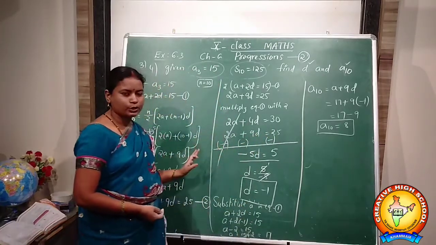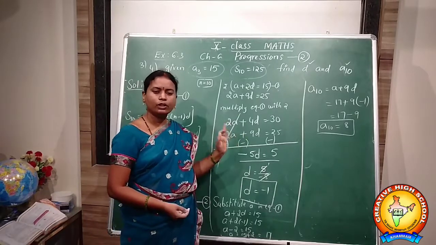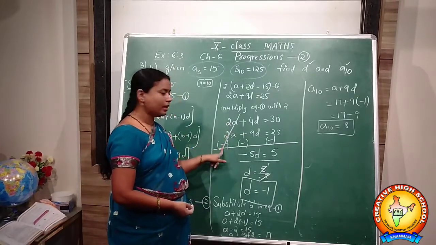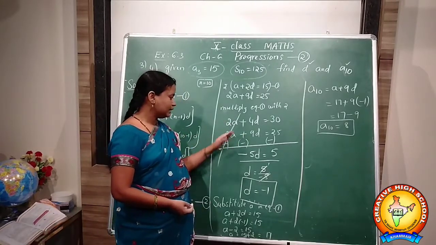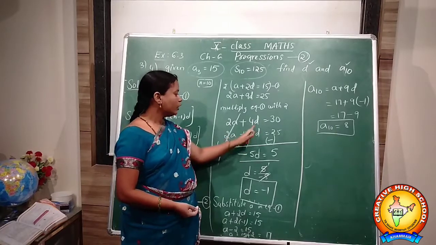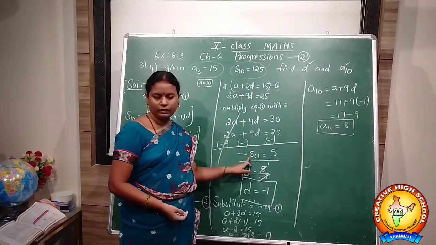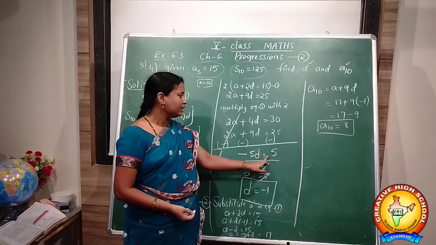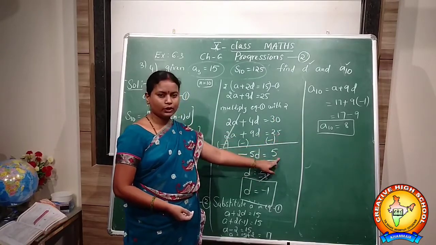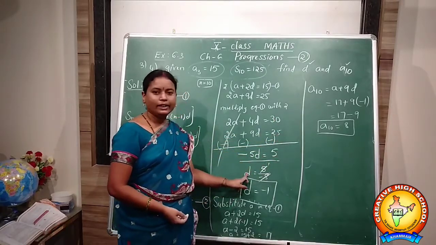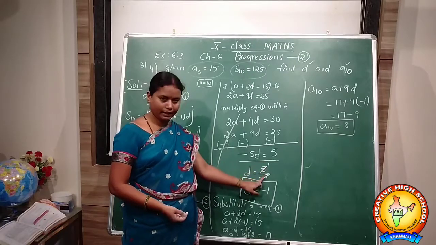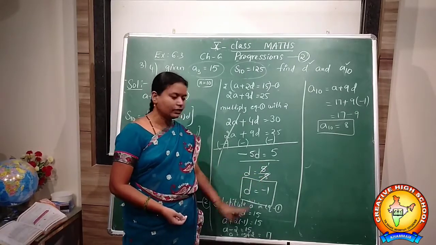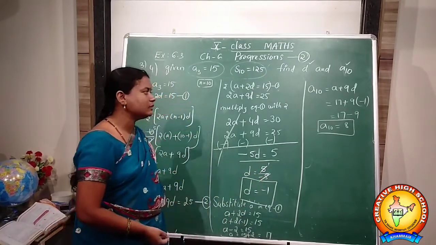2a minus 2a. When there are the same signs, we should not cancel, so we subtract. 2a minus 2a will become cancelled. 4d minus 9d will become minus 5d, is equal to 30 minus 25, that is 5. d is equal to 5 by minus 5. If we cancel this, we get the d value as minus 1.